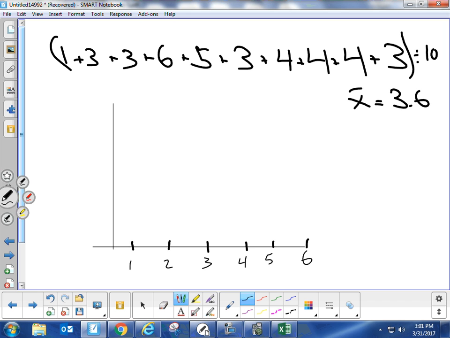Okay, so I got 3.6. I'm going to just put mine right here between 3 and 4. Okay? Miss Big Pen, did you get yours? What did you get? Yep. 2.8. So Miss Big Pen got 2.8. And Miss Harris, what did you get?